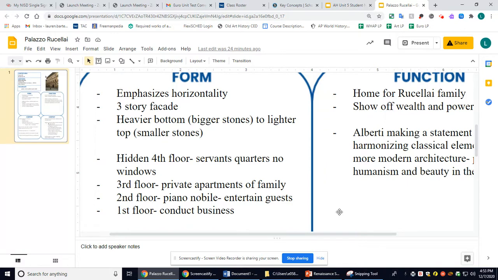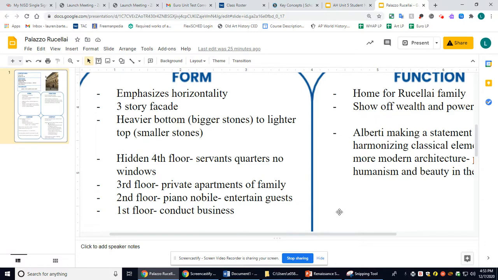And then here's kind of the breakdown of how this home worked. So there's a hidden 4th floor called the attic. There were servants' quarters with no windows. And then if we start at the 1st floor, this home was used to conduct business. So the Rucellai family were wealthy manufacturers and merchants. So the bottom floor is where they would conduct their business.